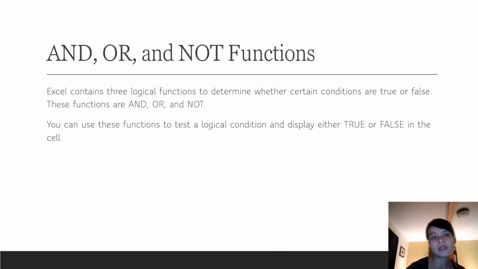The next function we'll look at is the AND, OR, and NOT functions. Excel contains 3 logical functions to determine whether certain conditions are true or false. These functions are AND, OR, and NOT. You can use these functions to test a logical condition and display either true or false in the cell.